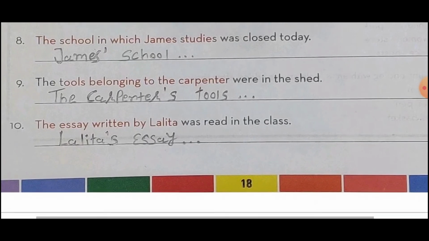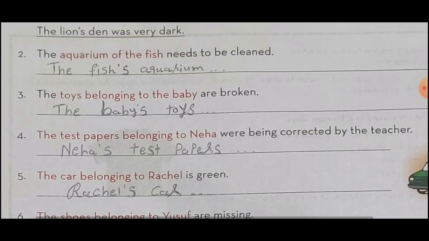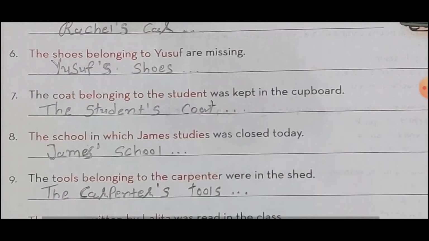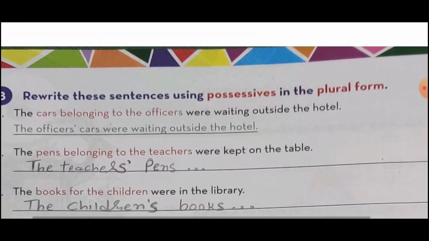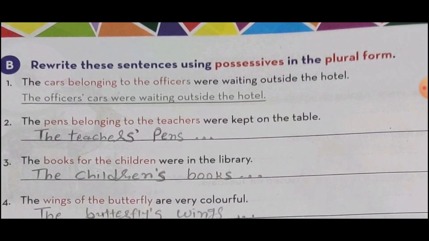So students, these are all the kinds of sentences in which we have to make the possessive form for singular nouns. Now exercise B is the opposite of this one. Here we have to use the possessive form for plural nouns. The cars belonging to the officers were waiting outside the hotel.